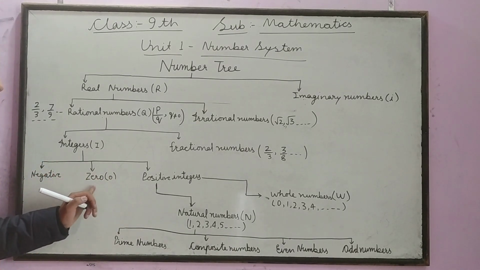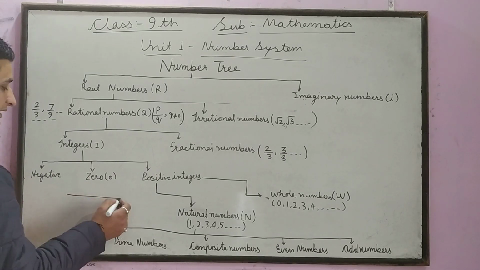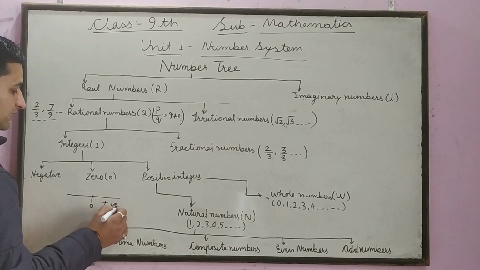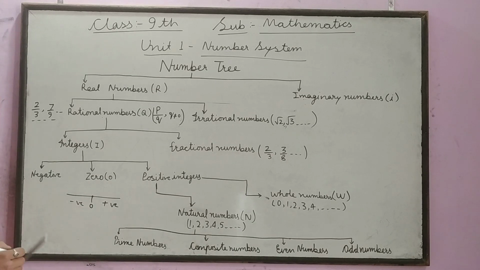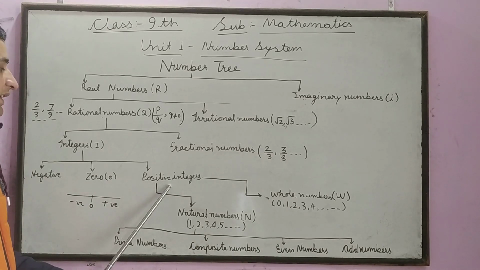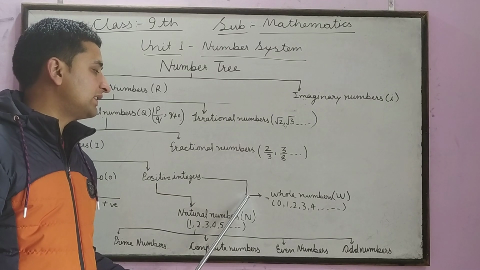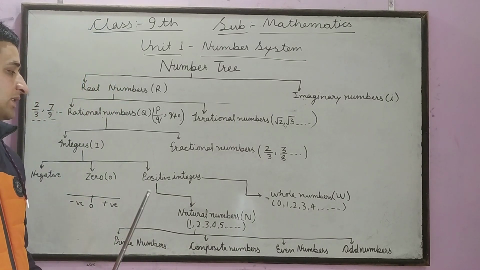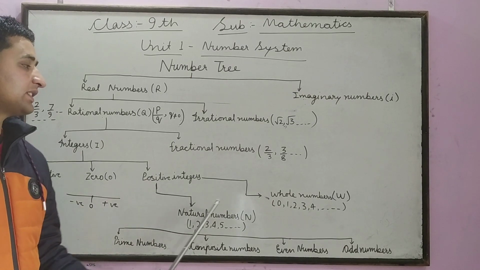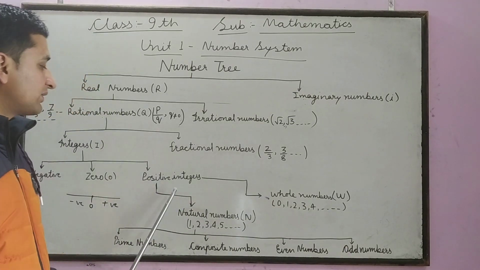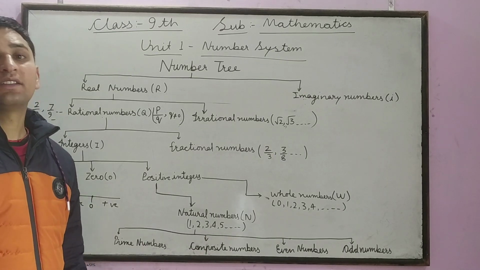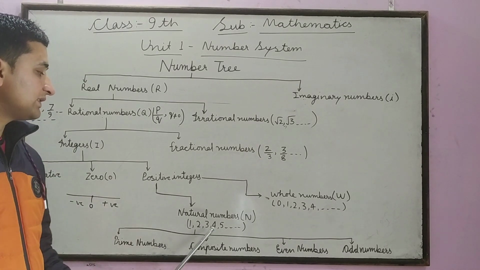the negative numbers, 0 and positive numbers, as you have seen in the number line. In the number line, there is 0, and the right side of 0 is positive numbers and the left side is negative numbers. Further dividing the positive integers, we find the first one is whole numbers and the second one is natural numbers. So what are natural numbers and what are whole numbers? Natural numbers are those numbers which start from 1 and go till infinity. So these are known as natural numbers.